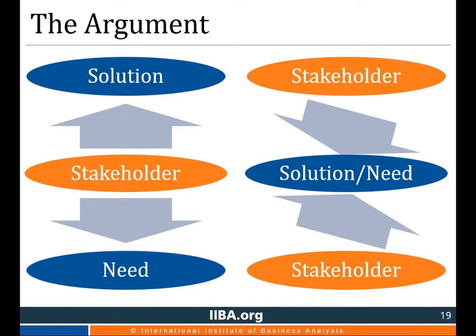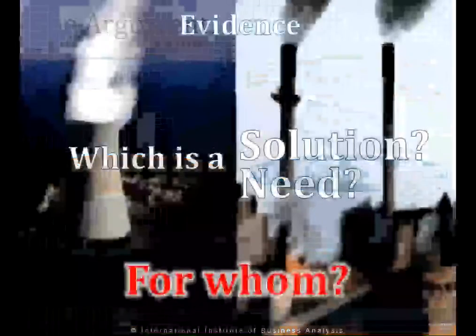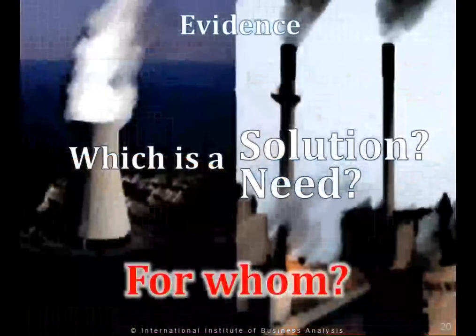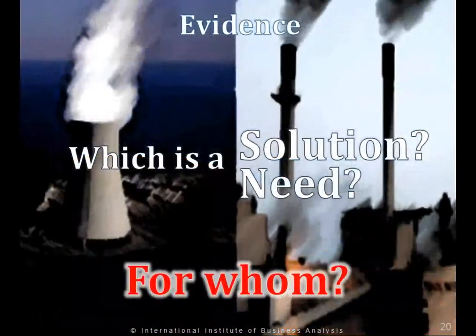Next slide, please. And what that means from a practical point of view is, take a look at it, say, nuclear power versus coal power. For some people, that's a solution. One is a solution and one is a need. One is an opportunity. For other people, one is a problem or a disaster even. So the question really becomes, for whom is this a solution? For whom is this a need? What is the context for the thing?